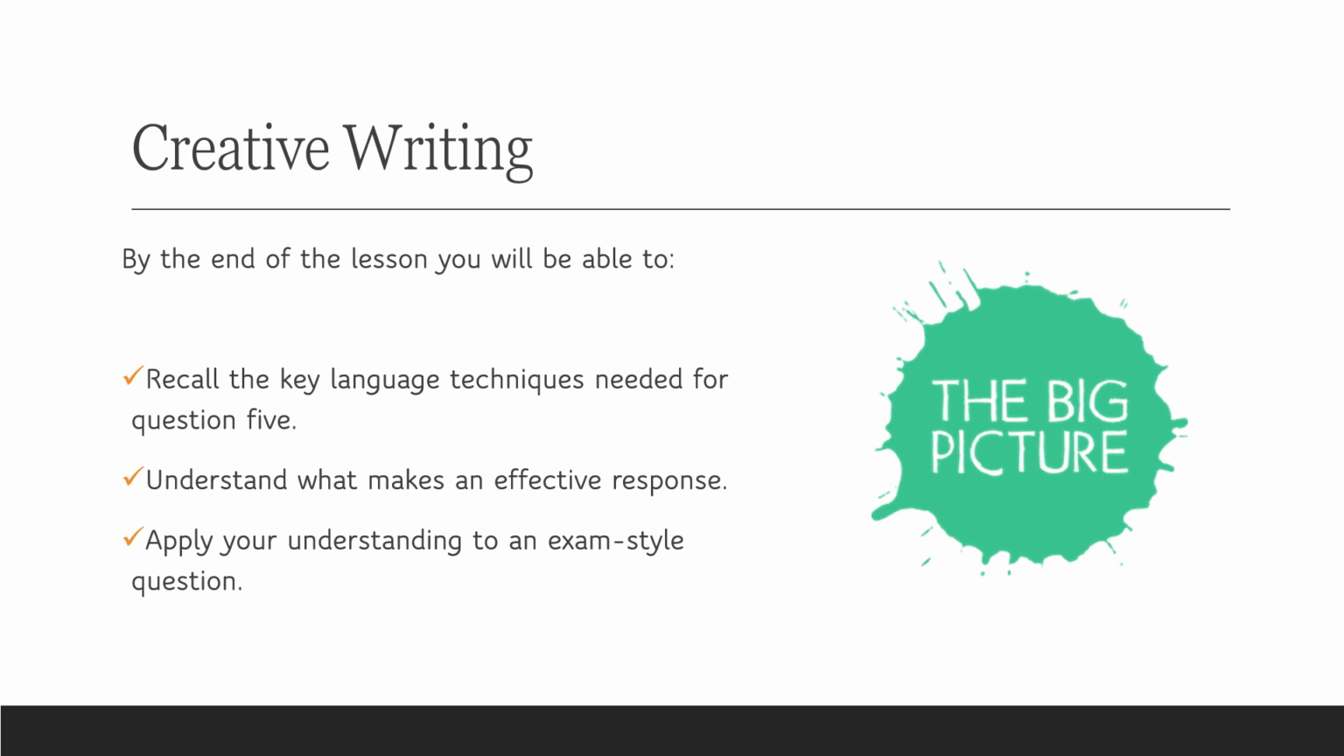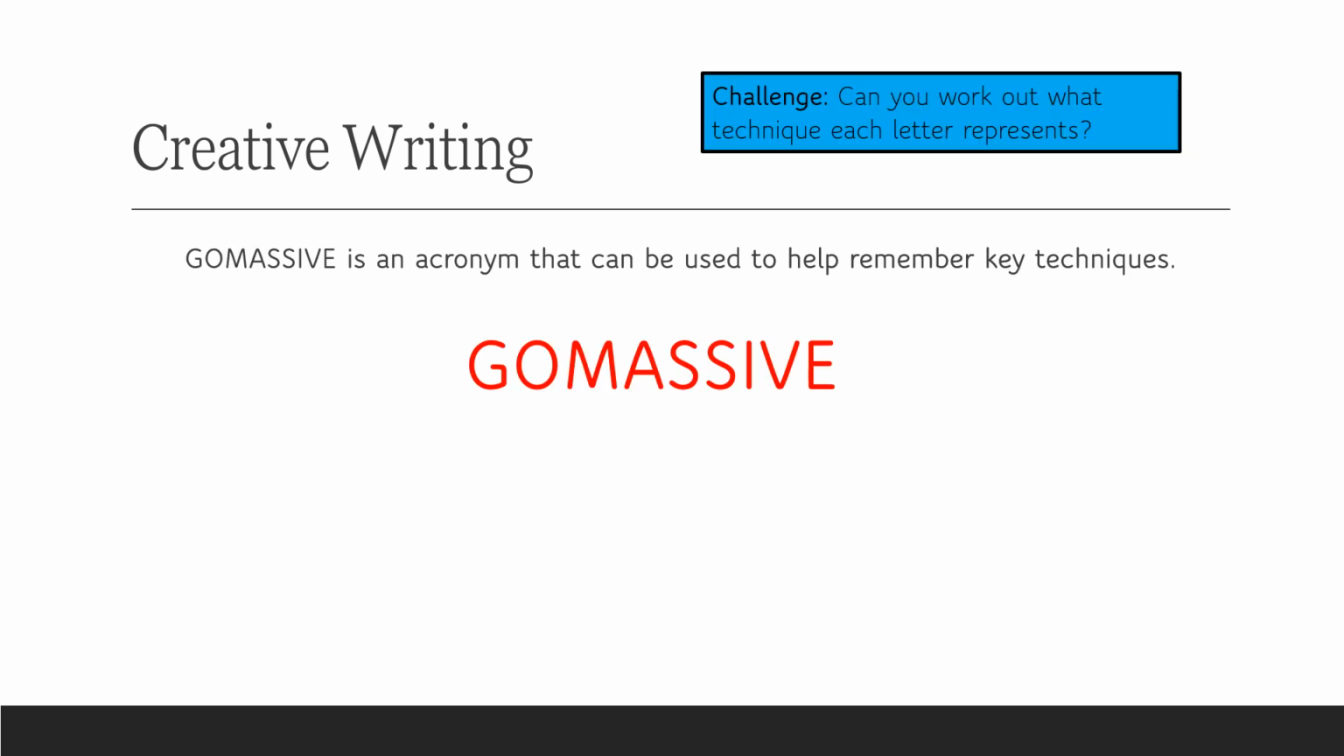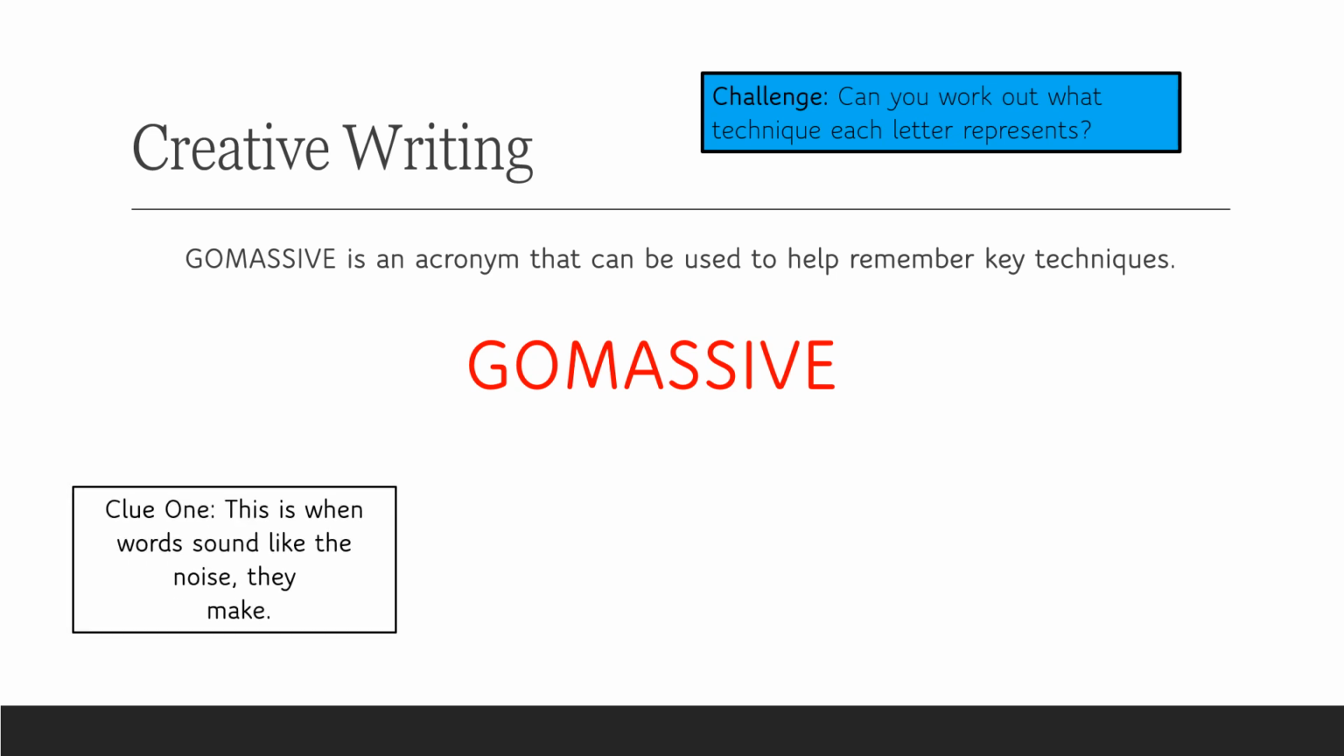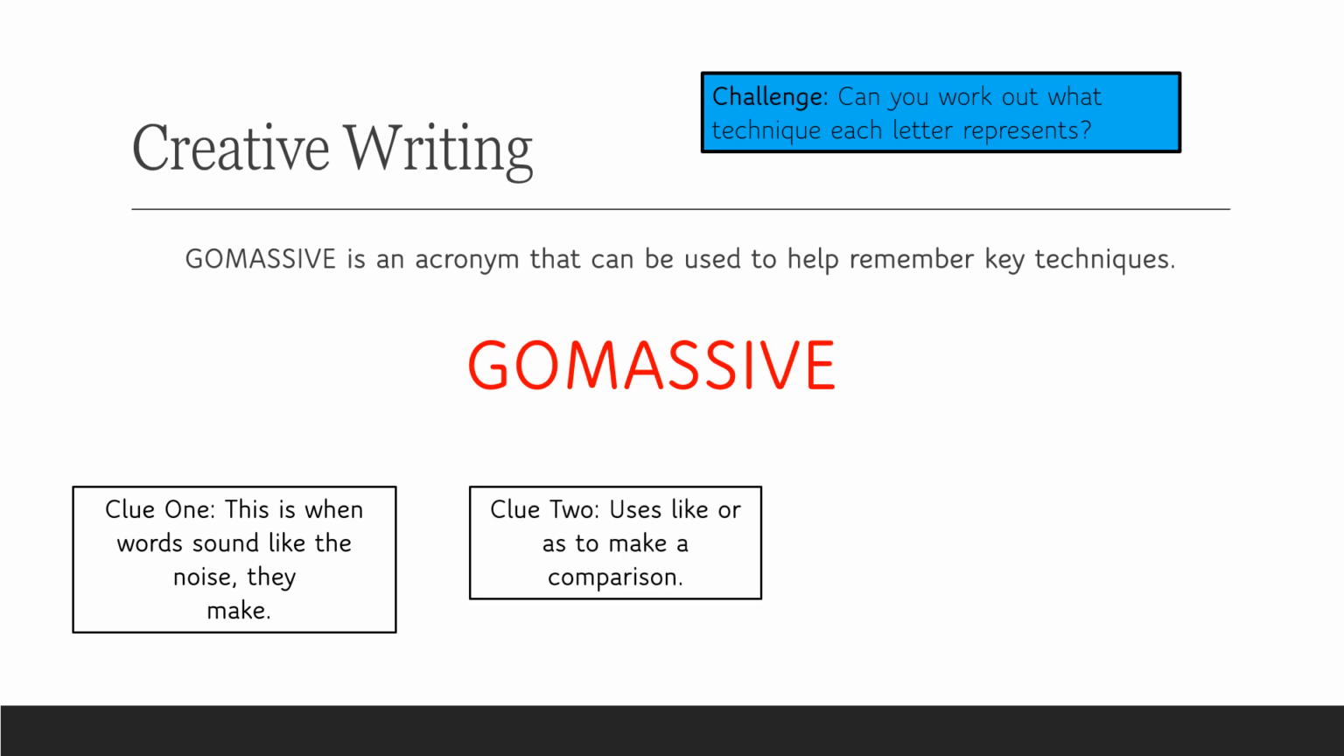So within this lesson, you should be able to recall the key language techniques needed for question 5, understand what makes an effective response, and apply your understanding to an exam style question. So the first thing we're going to look at here is going to be one of the key ways to remember some of our language techniques, and the way we do this is through Go Massive techniques. So Go Massive is an acronym that can be used to help remember the key techniques. So each one of the letters in this acronym stands for a key technique that can be used to help improve your writing. So if you're not too sure what all of these mean, please do use the clues below to try and work them out for yourself.